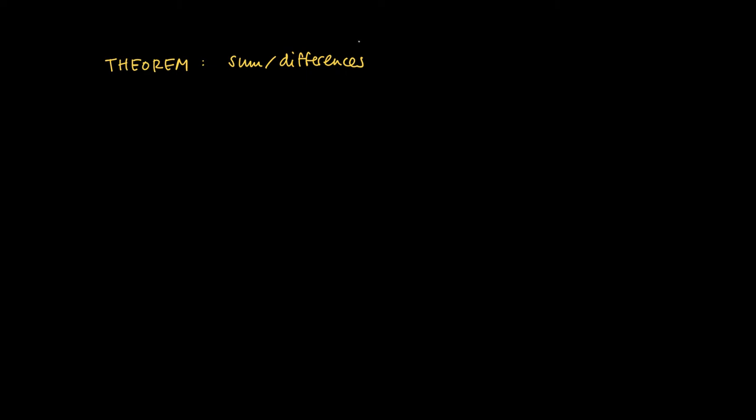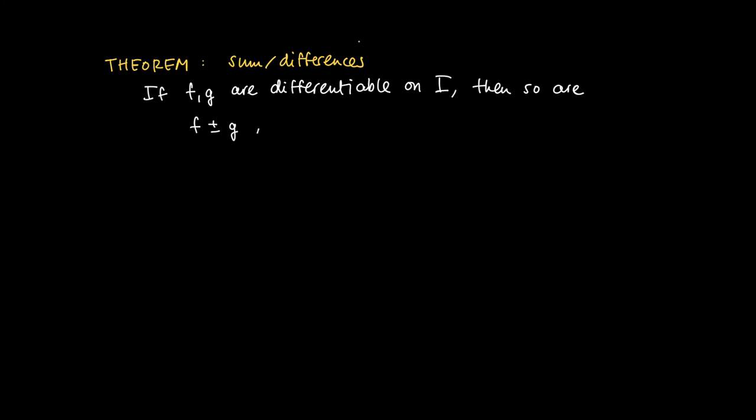If you know the derivatives of two functions, suppose f and g are differentiable on some interval, then you can also easily find the derivatives of the difference and the sum of the two functions. So the derivative of f plus or minus g, and more specifically we have that the derivative of f plus or minus g equals the derivative of f plus or minus the derivative of g. But we'll provide a proof.